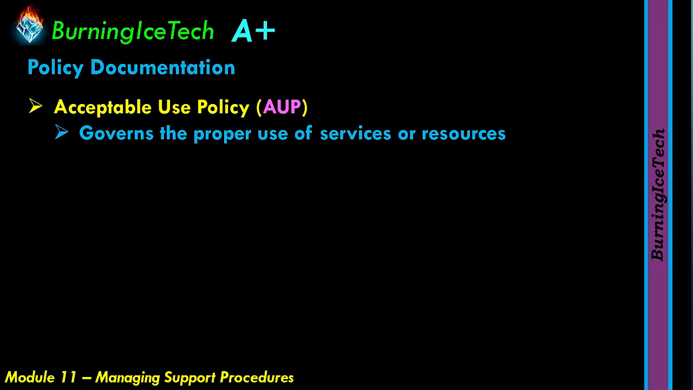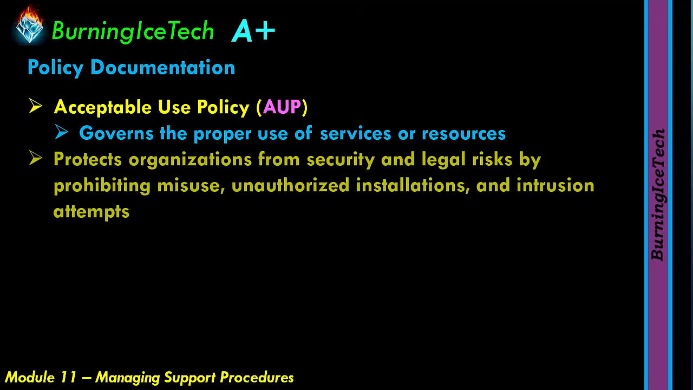Most companies will tell you, you know what, you can only use this machine for the purposes of work. So yeah. So this AUP, I'm going to keep using the abbreviation because that's what they will use in the exam, so I'm trying to get you guys familiar with it. This AUP protects organizations from security and legal risks by prohibiting misuse, unauthorized installations, and intrusion attempts.